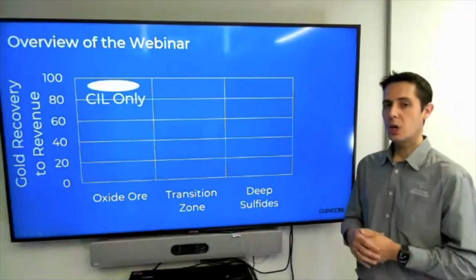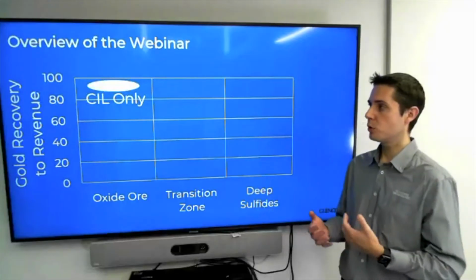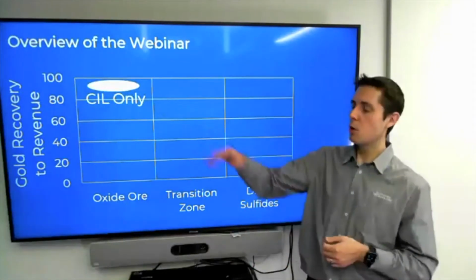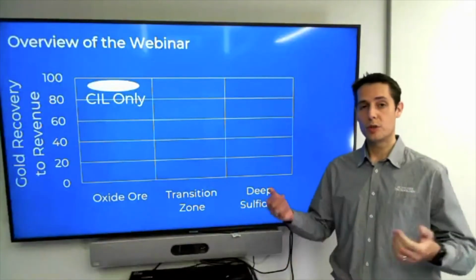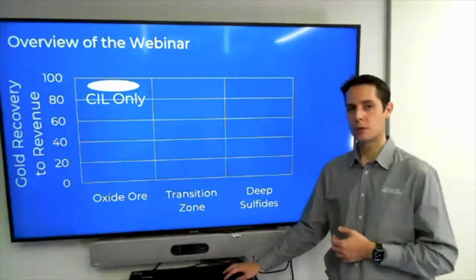When you start up your mine, you're looking at accessing all of the oxides which are at the top of your ore body. That's where you've got free milling gold, and that's where you have quite good recovery through a standard CIL circuit. You're able to achieve very high 90s. It's very easy gold to then access and recover.